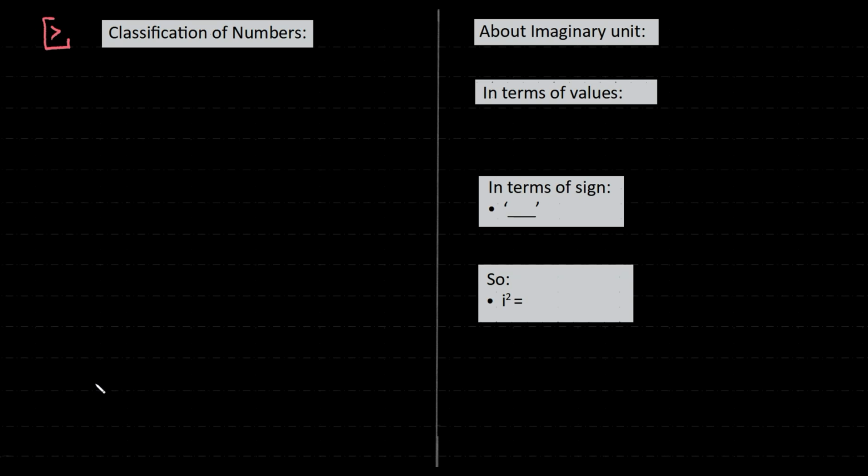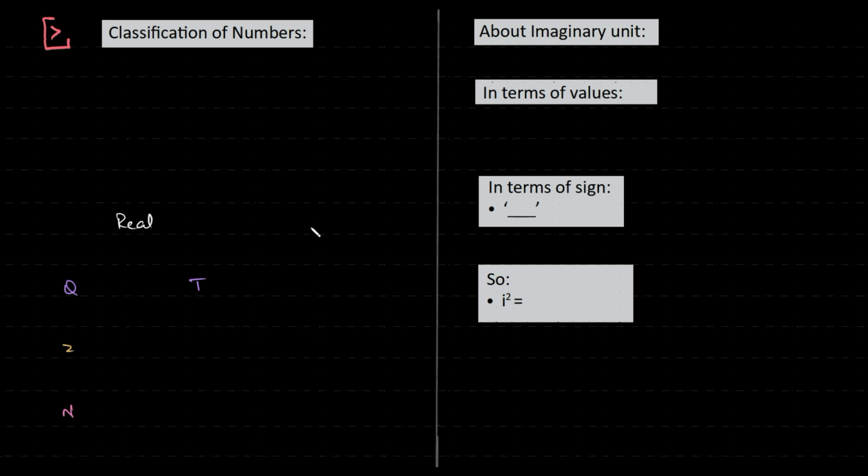Let's revisit classification of numbers. We start off classifying numbers as natural numbers. Then we look at integers. Then we look at rational numbers. Opposite to that is your irrational number. Combining that is your real number.